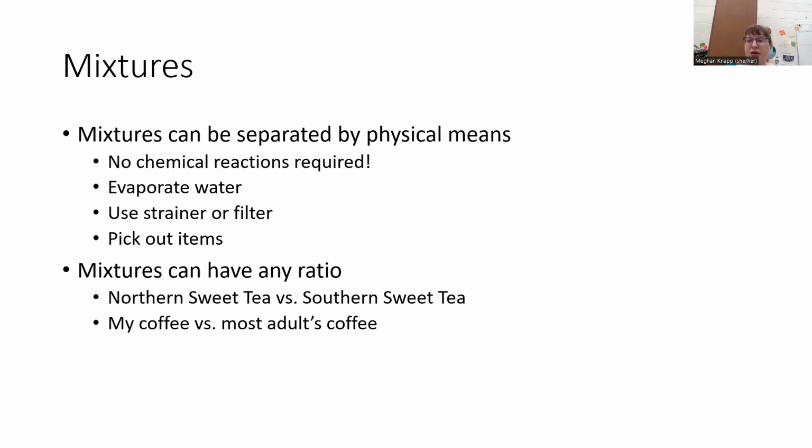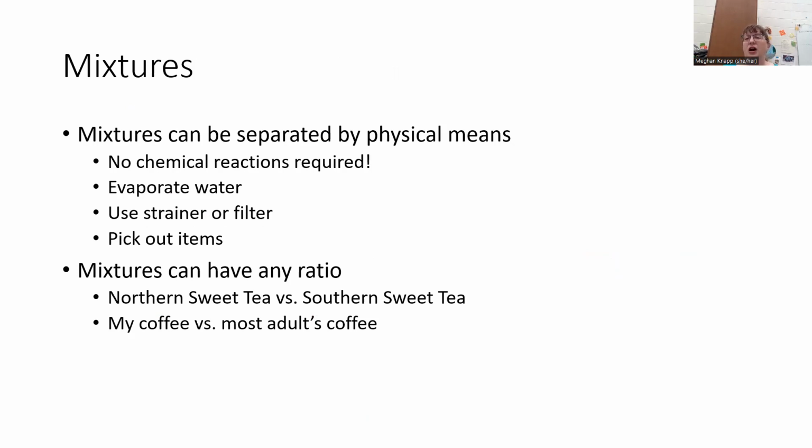Okay, so mixtures can be separated by physical means. We don't have to do a chemical reaction. So we talked about evaporation, filtering, or like in the case of the chocolate chip cookie, I could just pick out individual chocolate chips. And then mixtures also can have any ratio. So in our picture of the compound, we had 1 black atom to 3 light blue atoms in every single case, the same ratio. But in a mixture, I can have lots of different ratios.